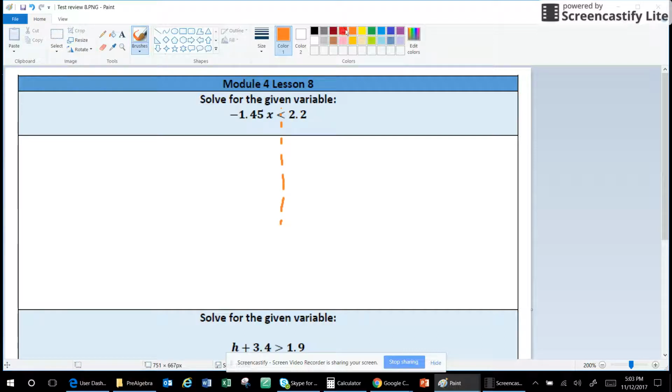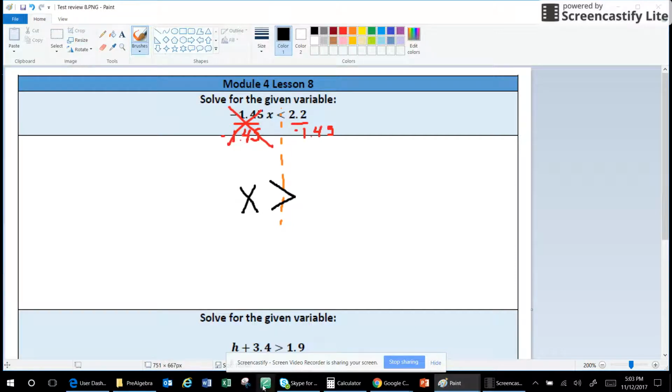So again, we're solving, so I'm going to divide both sides by negative 1.45. That'll get these guys to cancel. It'll leave me the x. Now, I just divided by a negative number, which means the less than symbol is going to flip.